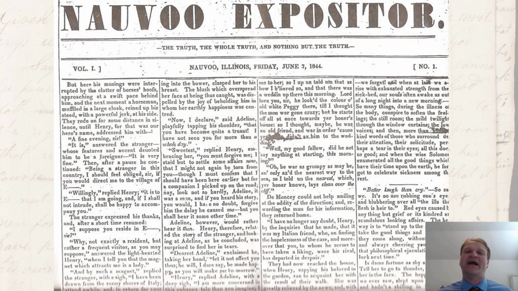He's arrested for inciting a riot. So that's something you can be arrested for. And really the destruction of the expositor is the thing that leads to Joseph Smith's arrest.